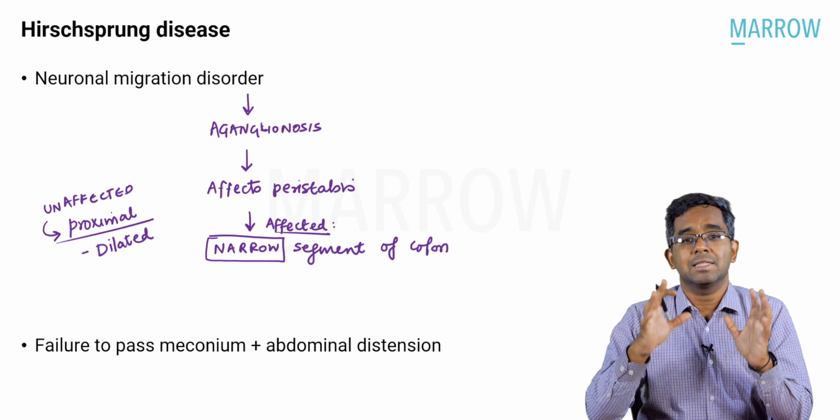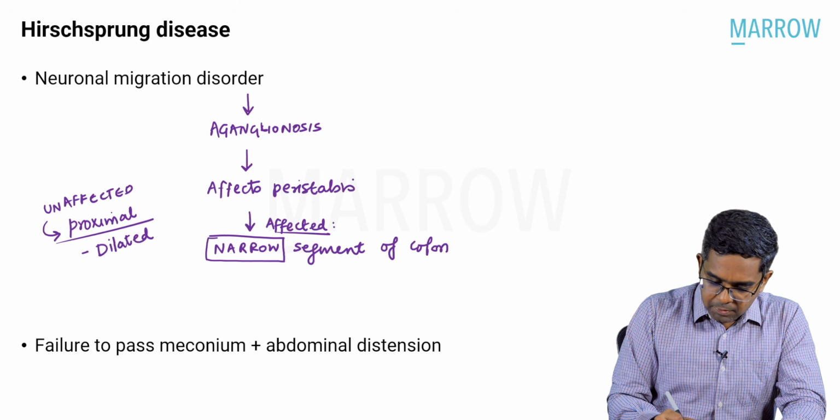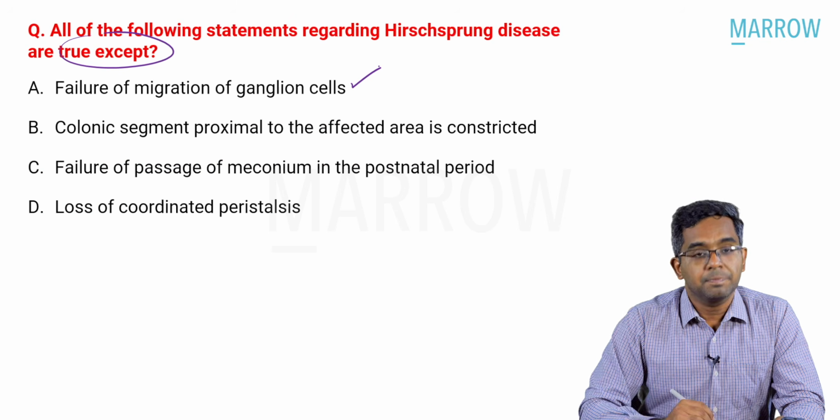That is what we study as the characteristic feature of this particular condition. So if you go back to the options, failure of migration of ganglion cells is correct.